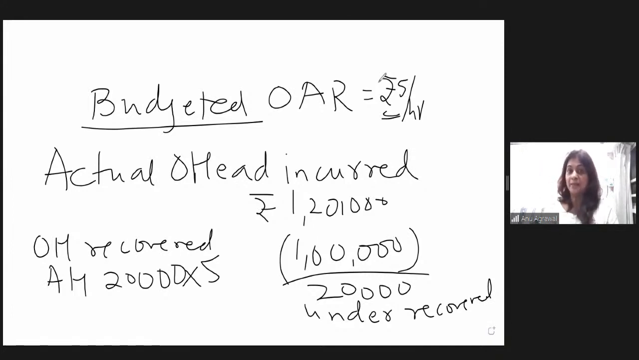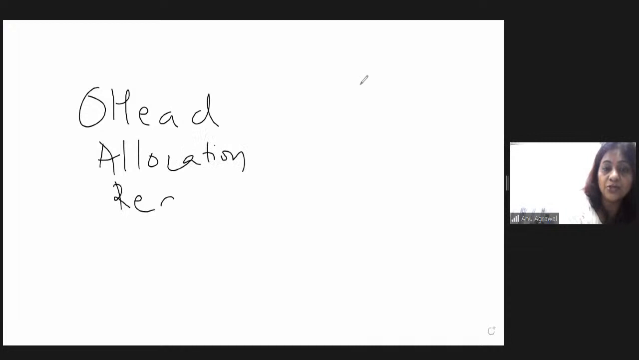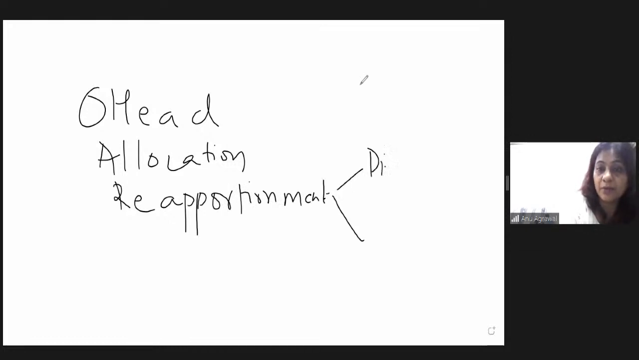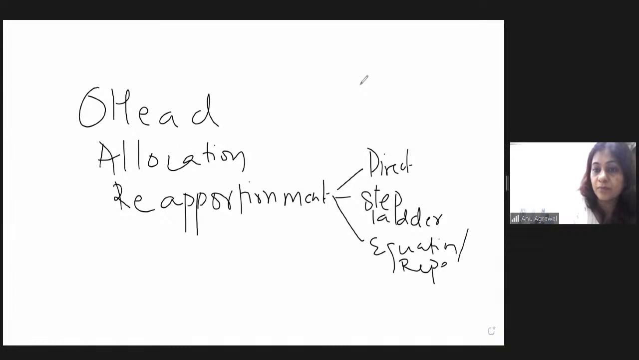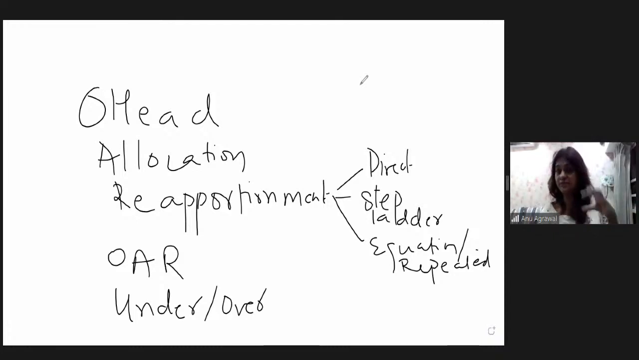Yes. So putting everything we have studied till now, we understand what overheads mean. We understand what allocation means. We understand what reallocation or reapportionment means. For reapportionment, we can have the direct or simple method, we can have the step ladder, we can have the equation or repeated distribution. We understood the meaning of overhead absorption rate, and we understood what is under and over. But guys, today we have just studied. Now we need to solve sums, because solving more and more sums will only help us understand whether the concept is completely understood by us.